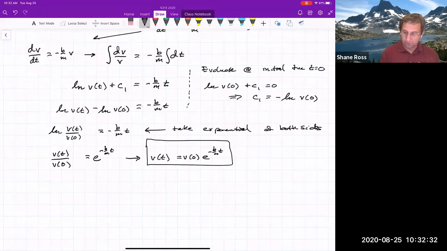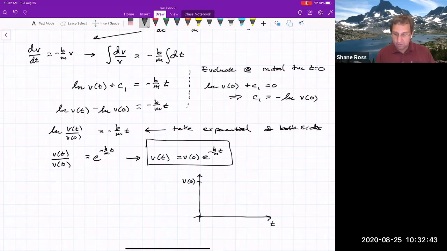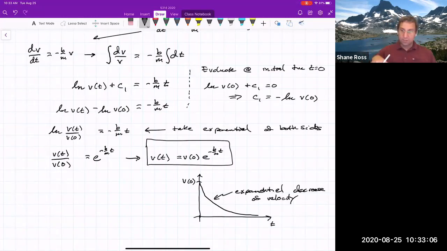If we were to plot this with time, here's our initial velocity, and we get decreasing exponentially. Exponential decrease of velocity. And that rate of decrease is related to negative b over m.